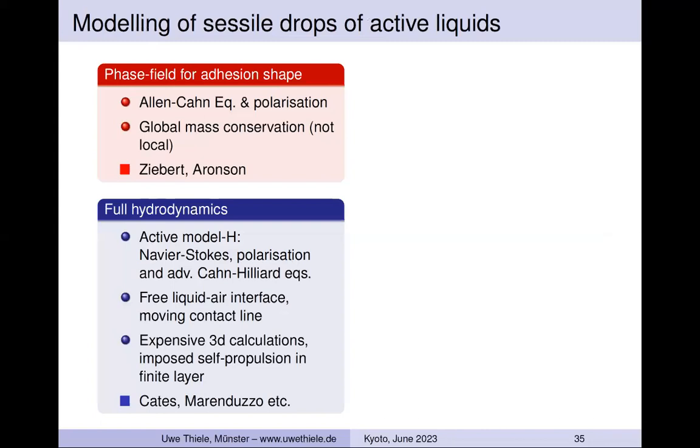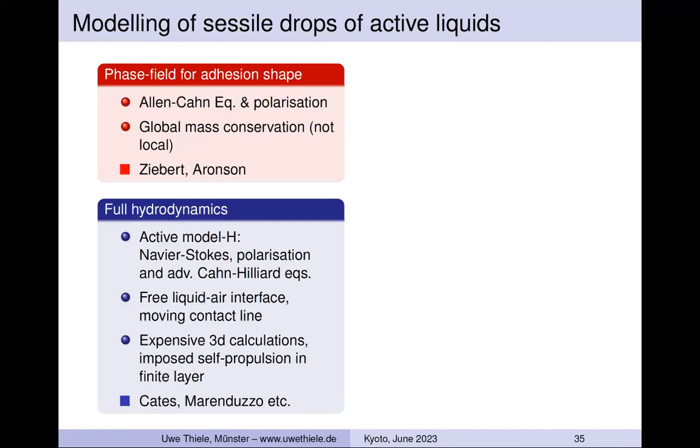can be done with rather simple phase-field models where you say inside the cell is state 1, outside the cell is state -1, and then you write down a phase-field model and you drive it with some polarization also. And you impose some global mass conservation. These are typical models followed by Falko Ziebert and Igor Aronson.